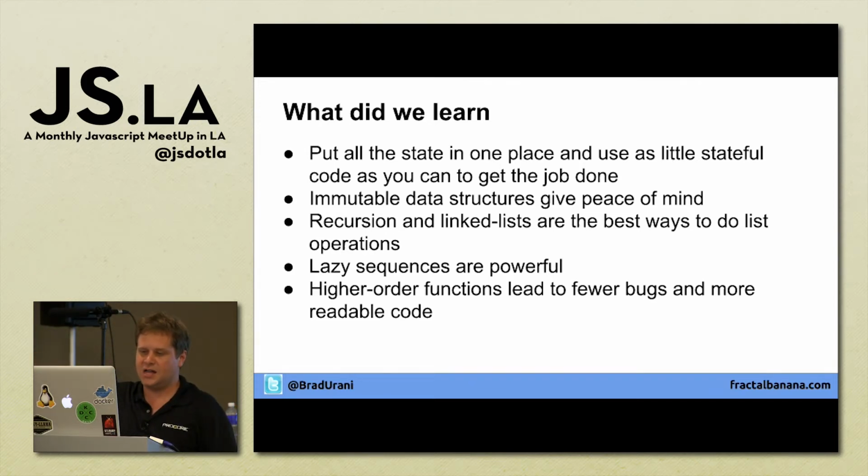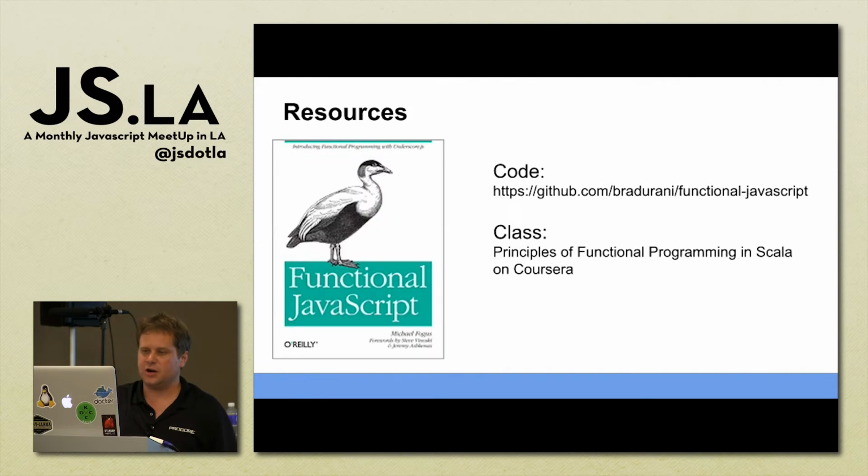Recursion and linked lists are awesome. Lazy sequences are super powerful. Higher order functions for functional composition are great. Highly recommend this book, Functional JavaScript by Michael Fogus. One of my favorite books of all time. This code is on GitHub. Brad Urani, that's my name. There's also a Ruby version if you're into Ruby.